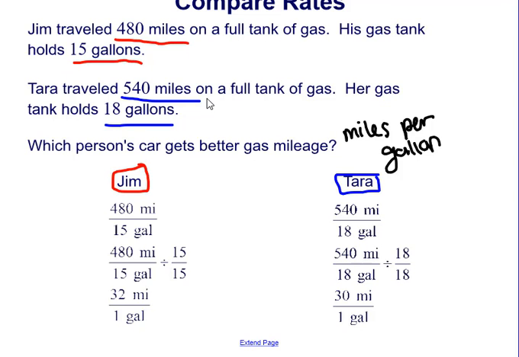So who's getting the better mileage is who gets more miles per gallon, which we can see in this case is going to be Jim. 32 is greater than 30. So Jim is the answer to this question. So we can use those unit rates where at first it was a little tricky to look at the miles and gallons given, but here we can compare easily 32 to 30.